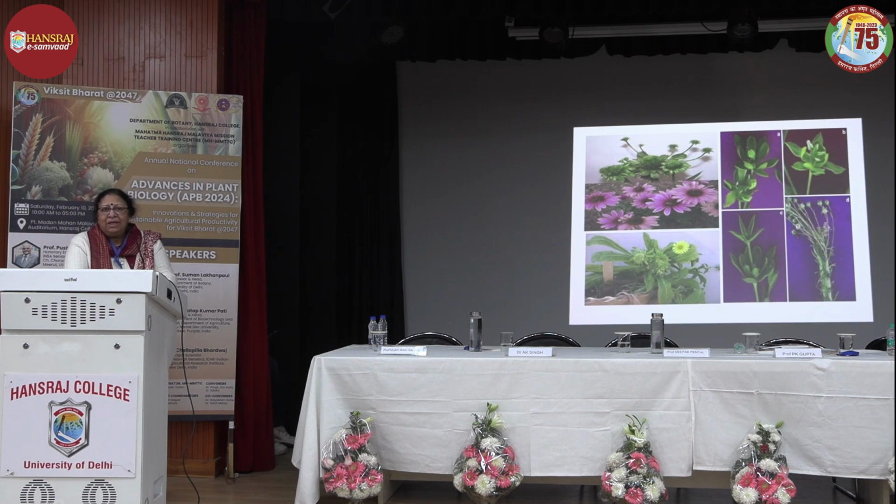So a flower which attains a determinate growth, when the normal flowers form, suddenly becomes indeterminate, and from within the flower, the shoots are appearing. Next, please.